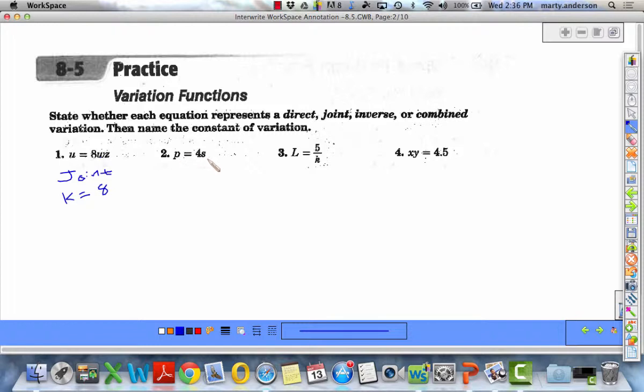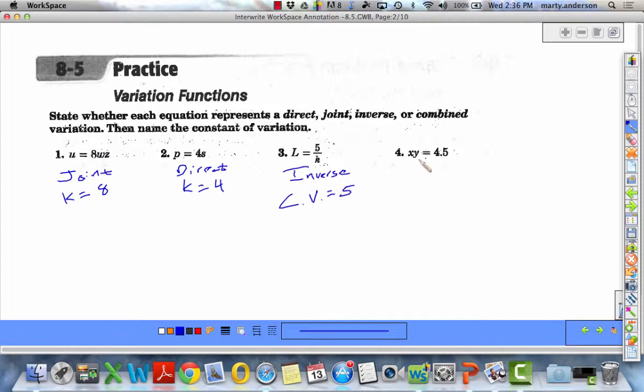P equals 4 times s. That would be the perimeter of a square, 4 times the side length. Where we have direct variation, it's 4 times s. So we could say direct, and we would say that k equals 4. This is L equals 5 over k, so we're taking our constant and dividing by the variable. Since it's division, we would call that inverse. The value of the constant, we shouldn't use k here, so what is the constant of variation? The constant of variation is equal to 5.